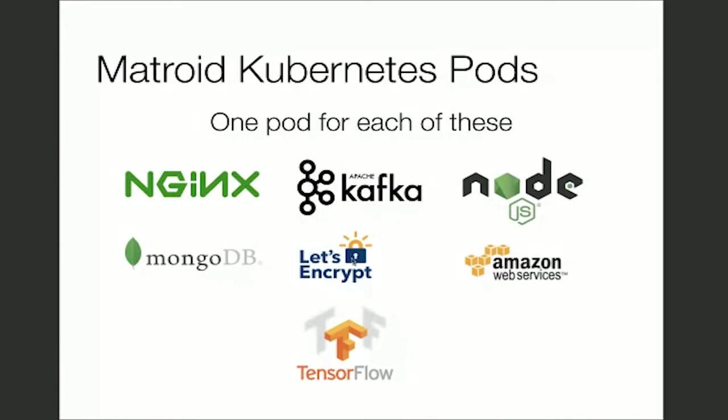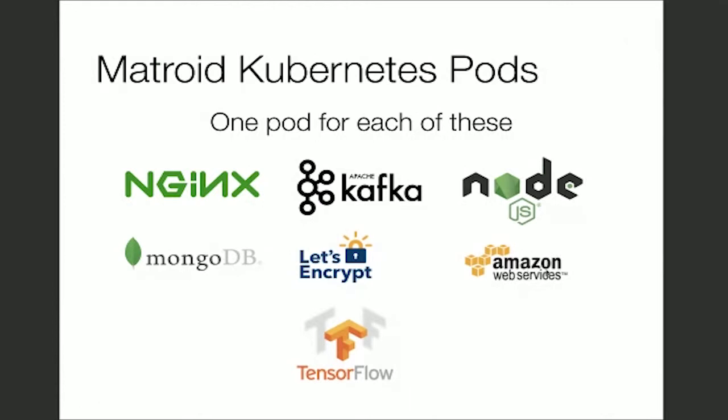There's a whole other pod to serve SSL certificates, because we really want to make sure we never come short of serving SSL certificates. And then there's our database. Every website has a database for user information and all other kinds of information. That's MongoDB, and it has its own pod. We have a pod for Amazon Web Services.